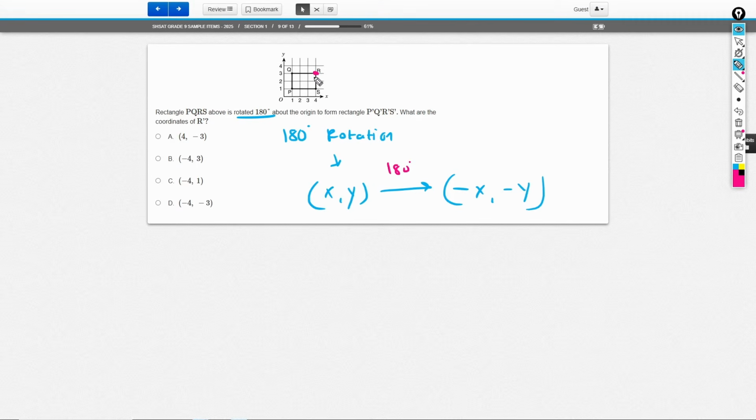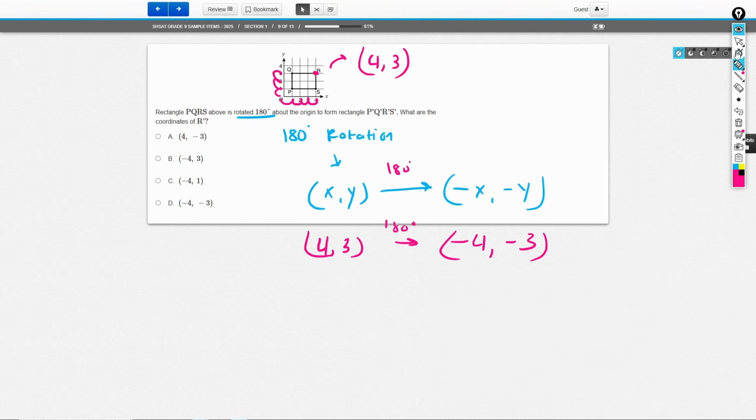And it forms a rectangle PQRS. Once I rotate this rectangle 180 degrees, it's asking me for the resulting coordinate of point R. Right now, point R lies on the coordinate (4, 3). 4 is the X, so 1, 2, 3, 4, and then it's 1, 2, 3 above the Y-axis. So that's (4, 3). So if I have the point (4, 3) and I rotate it 180 degrees, that's going to turn into the point (-4, -3), which is choice D in this case. All right.